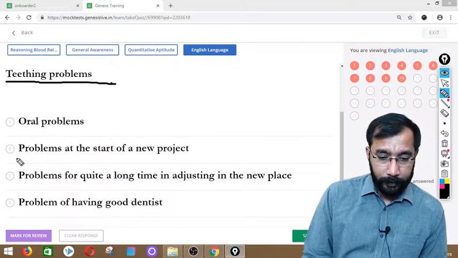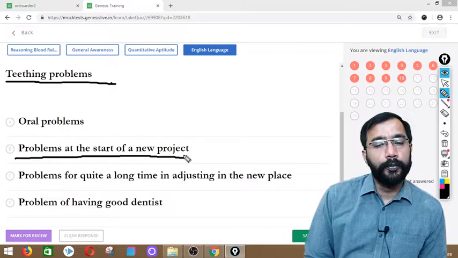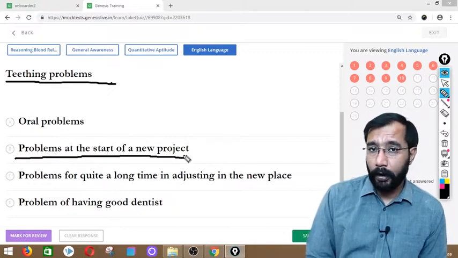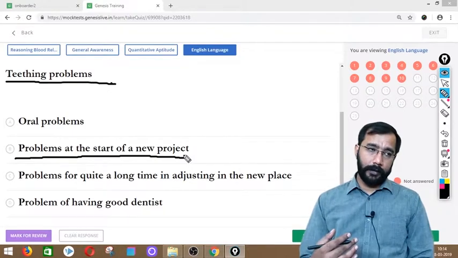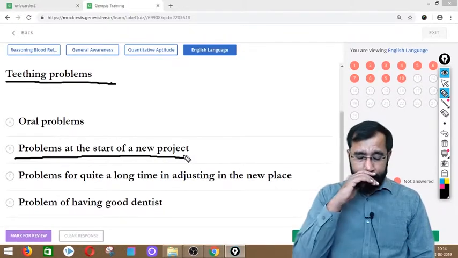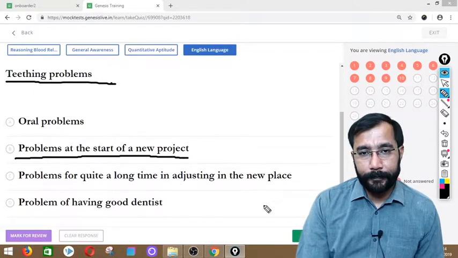Teething problem means the problems at the start of a new project. That would be called teething problem. So initially when you start a project and the hiccups that you find while going through the project is called the teething problem.